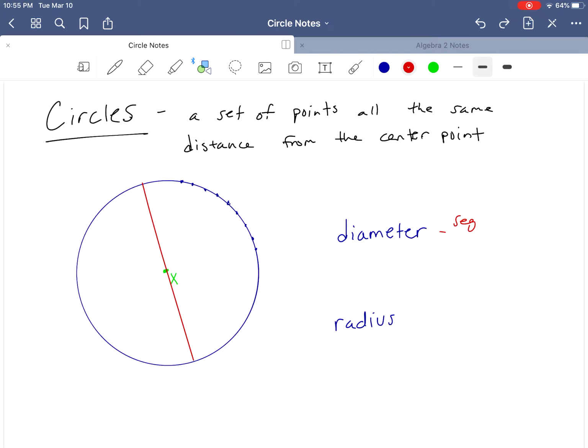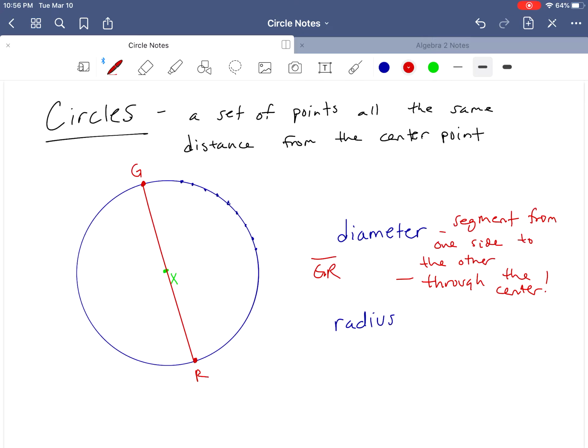Make sure I switch my pen. So a segment from one side to the other, and it has to go through the center. Okay? And that is going to be a measurement. It could be in inches, meters, centimeters. They'll usually give that to you. Okay? So if I wanted to name this particular diameter, I would name it as segment GR. Okay, so segment GR would be our diameter.